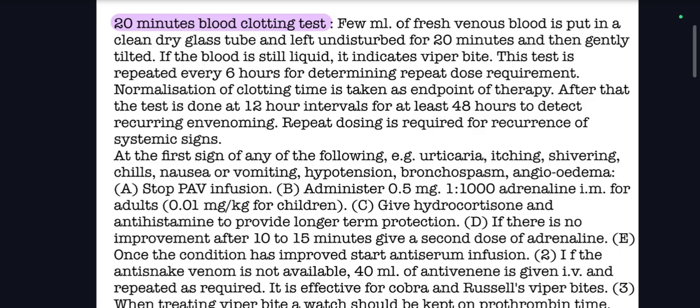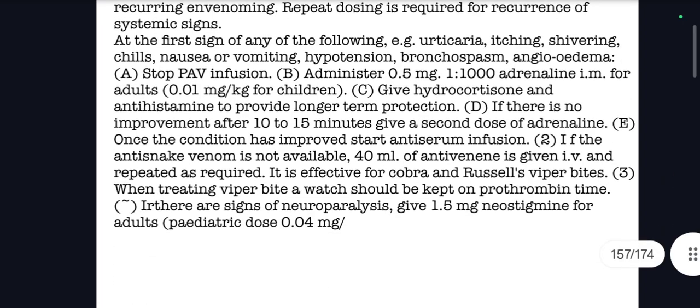After that, the test is done at 12 hour intervals for at least 48 hours to detect recurrence of envenoming. Repeat dosing is required for reoccurrence of systemic signs. You have to perform the 20 minutes blood clotting test and then you'll get to know whether it is a viper bite or not. So at the first sign of any of the following, like urticaria, itching, shivering, chills, nausea, vomiting, hypotension, bronchospasm, angioedema, stop PAV infusion. You have to stop the treatment in these cases.